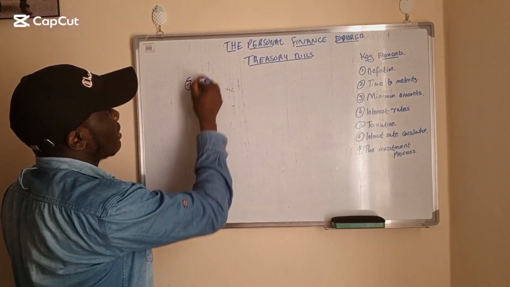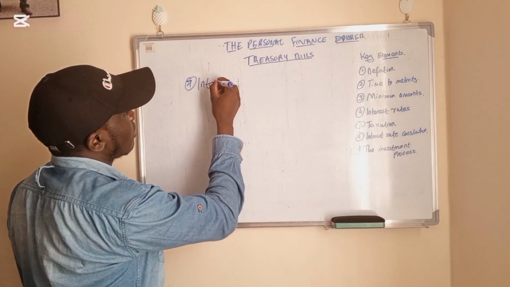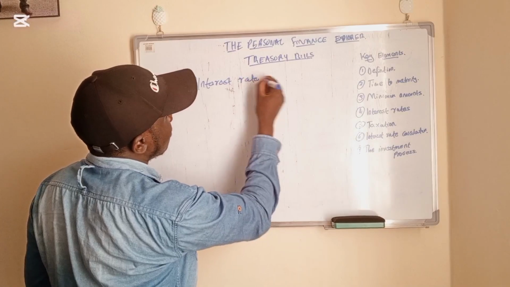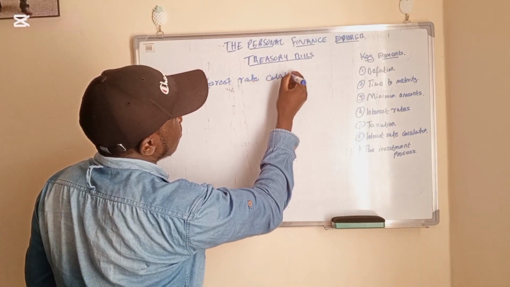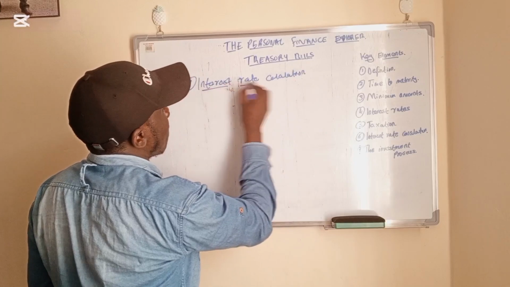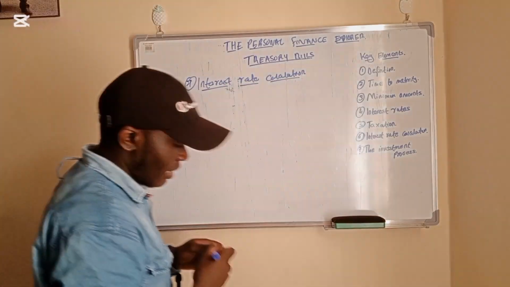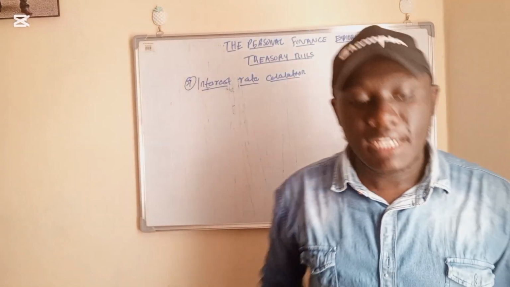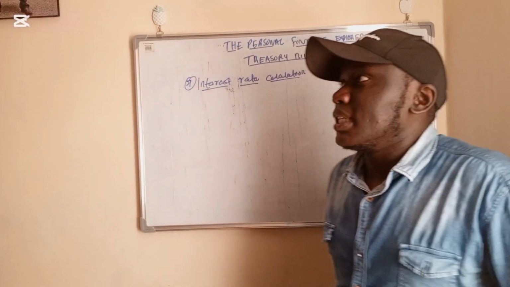So that we get to understand. And that is the interest rate calculations. Interest rates calculation. How do I start this so that it can be well understood?